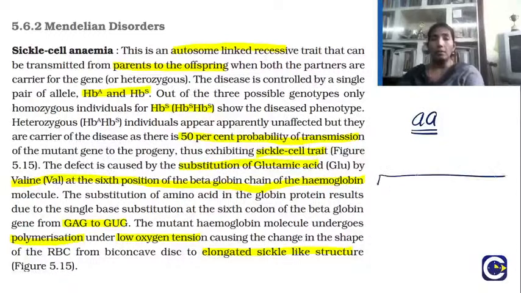So usually in the beta chain, in the 6th position, the glutamic acid will be replaced by valine. Whenever such a thing happens, there is a single base substitution, from GAG to GUG, that small point mutation is the one which is taking place. When RBCs are exposed to low oxygen tension, the RBCs will become polymerized and become this sickle shape. Once they pass through the capillaries, they get ruptured, leading to anemia.